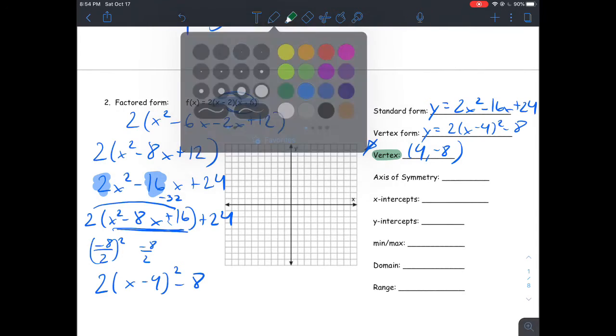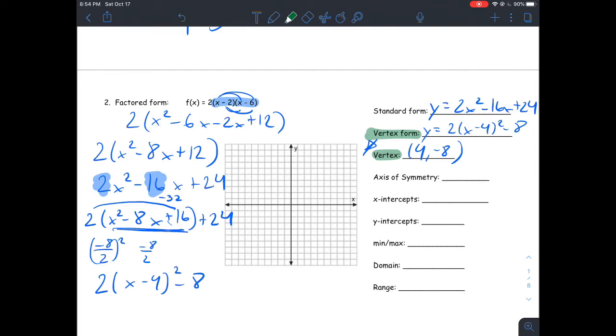So keep in mind you got that from the vertex form, right? So then axis of symmetry you also get from the vertex form. What is the axis of symmetry of this guy? You should get that the axis of symmetry is x equals 4.